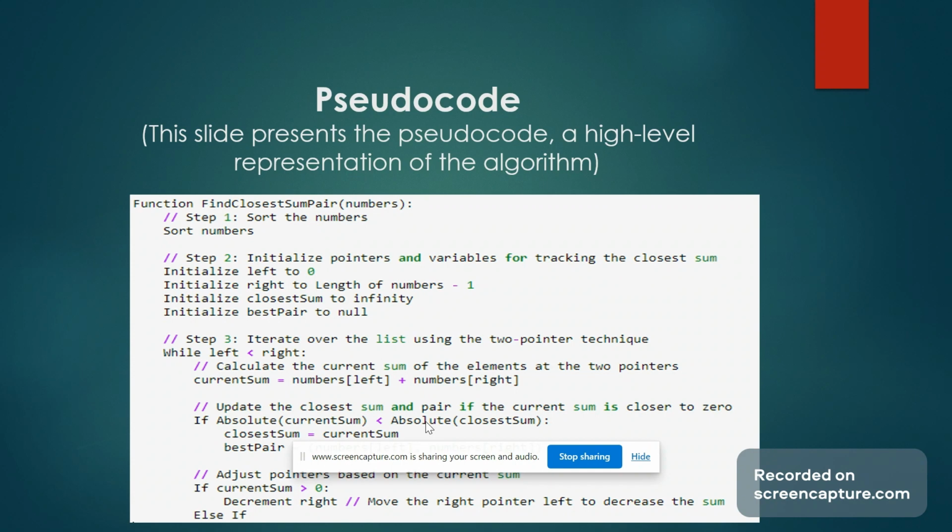Also, we can adjust the pointers depending on whether the current sum is greater than, less than, or exactly zero. If the sum is greater than zero, decrease it by moving the right pointer to the left. If the sum is less than zero, you can increase it by moving the left pointer to the right. If the sum is exactly zero, then it's an optimal solution, so the pair is returned immediately. So we can provide a return statement. After exiting the loop, return the pair that has the closest sum to zero. So this will be the pseudocode and how it is designed.